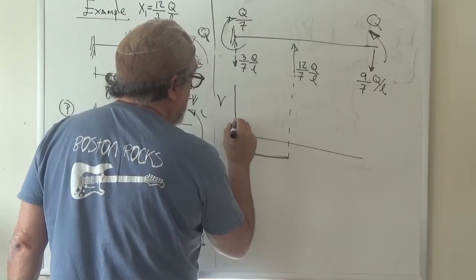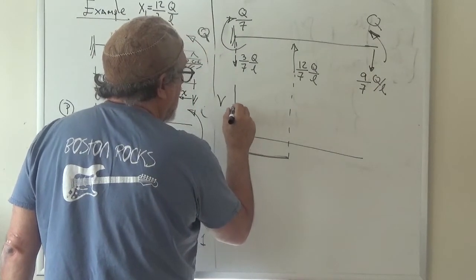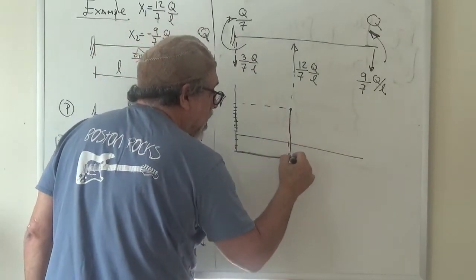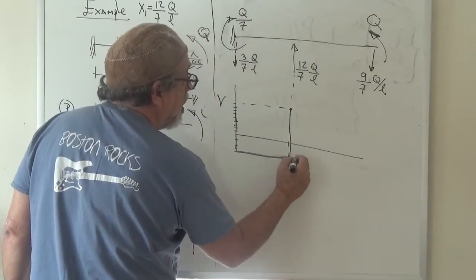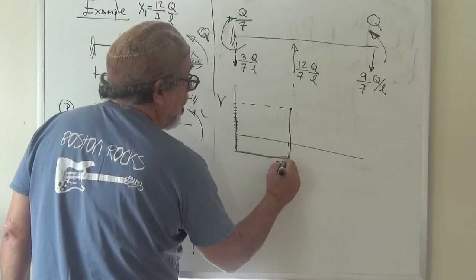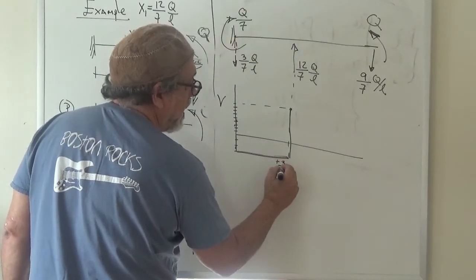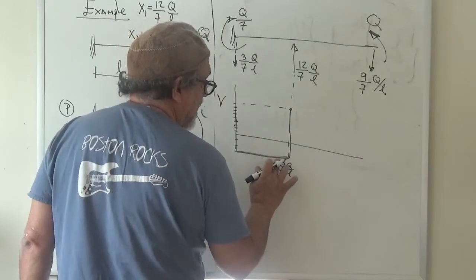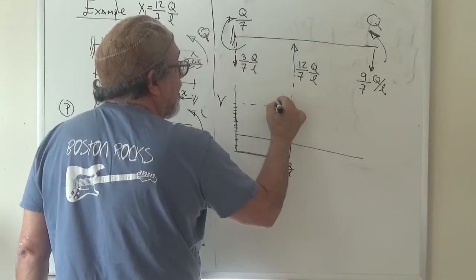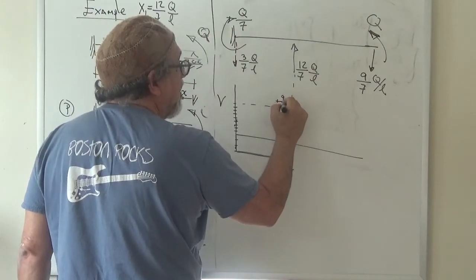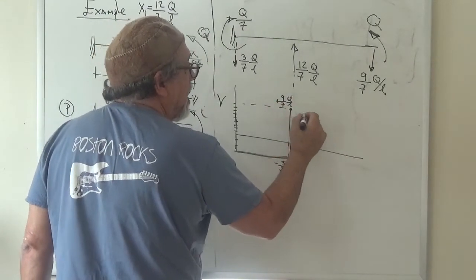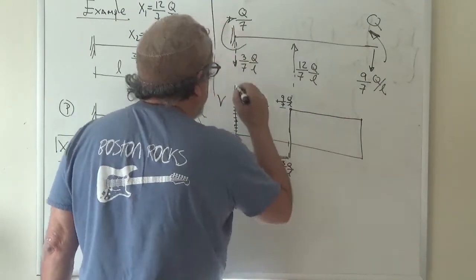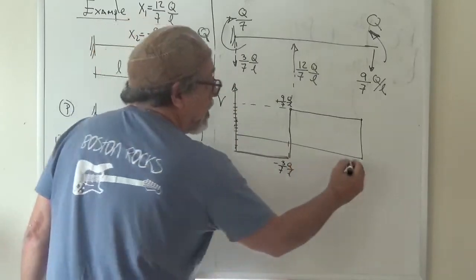1, 2, 3, 4, 5, 6, 7, 8, 9. So somewhere around here, right? So this is -3, well, actually it doesn't need a minus, 3/7 of Q over L. Well, actually, yeah, let me put the minus. And there, plus 9/7 of Q over L. And then it goes flat, and it goes to here, and it finds that reaction, and it closes down, and that's our shear diagram, right?